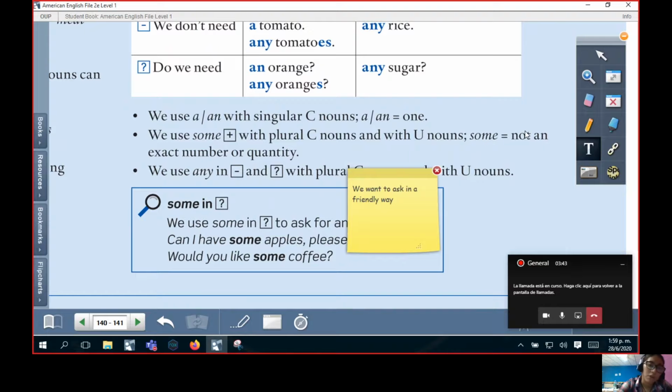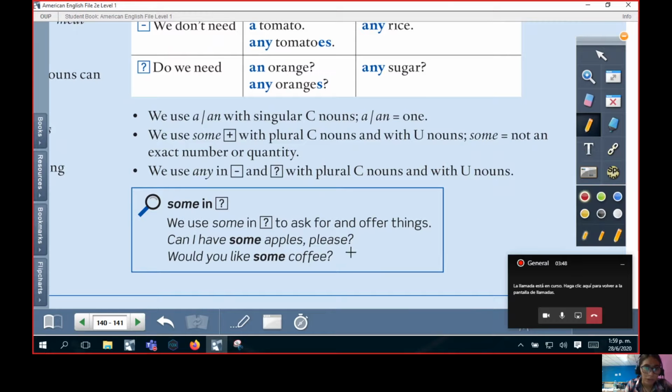You got it, guys? In this part, for example, can I have some apples, please? Maybe you can see on the desk a plate with apples or a basket and you say, can I have some apples, please? Or someone is visiting your house and you offer, would you like some coffee? Would you like some cookies? If you want to be polite, if you want to show that we have a good personality, a good attitude.